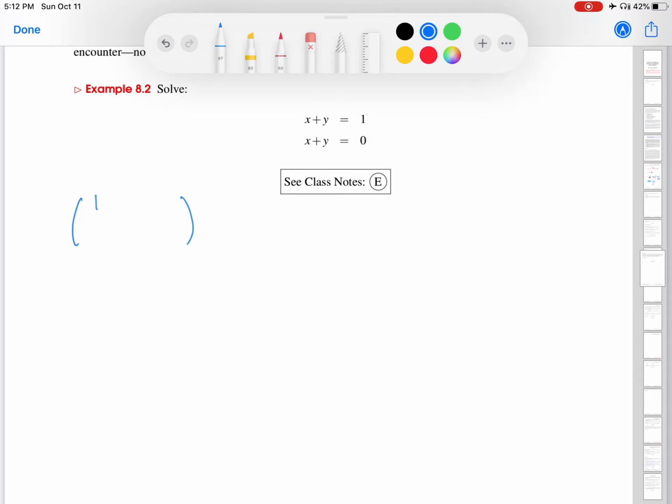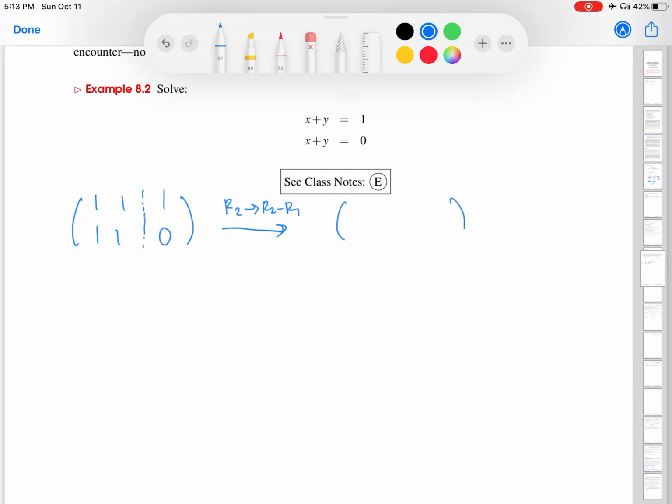My coefficient matrix is 1, 1, 1, 1. Again, these are all the coefficients of the variables on the left-hand side. And then I'm going to divide this part here. The right-hand side, my b vector, is 1 and 0. All right, and then I'm going to try to do some row operations here to see if I can simplify this. Okay, first thing I'll do is I'll do row 2 gets replaced with row 2 minus row 1.